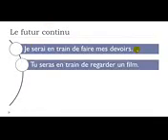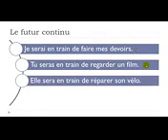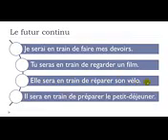Okay, same example, same sentences, so je serai en train de faire mes devoirs. Tu seras en train de regarder un film? Elle sera en train de réparer son vélo. Il sera en train de préparer le petit déjeuner. Okay, so as you can see, the only thing that will change here is the verb être. So it should be at the futur simple form, so the real future. Okay, here, here, and here.